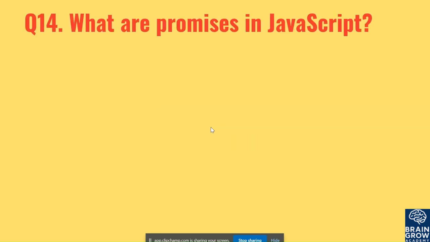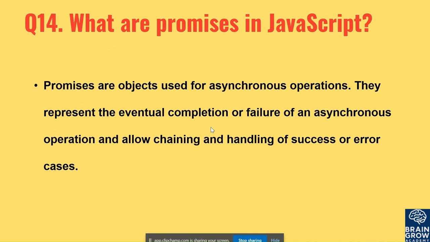And what are promises in JavaScript? Promises are objects used for asynchronous operations. They represent the eventual completion or failure of the asynchronous operation, and they allow chaining and handling of success or error cases. So it is better than callbacks.